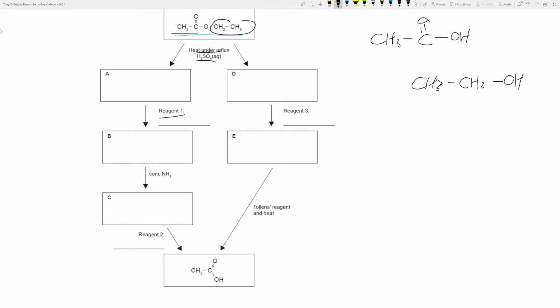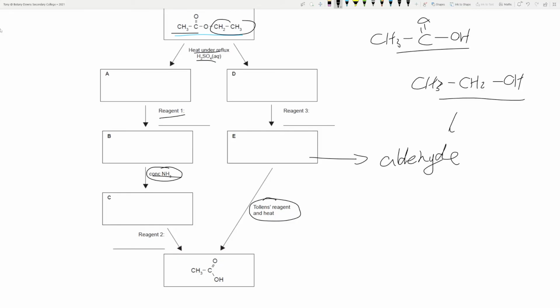We need to look at these reagents, and look at the following reactions. This is a big hint here: Tollens' reagent and heat. So that means this must be an aldehyde. Technically you can turn the alcohol into an aldehyde, and you can also turn the carboxylic acid into an aldehyde. But if you look at this side, conc. NH3, you can further react the haloalkane with conc. NH3, but normally you need the alcohol condition.